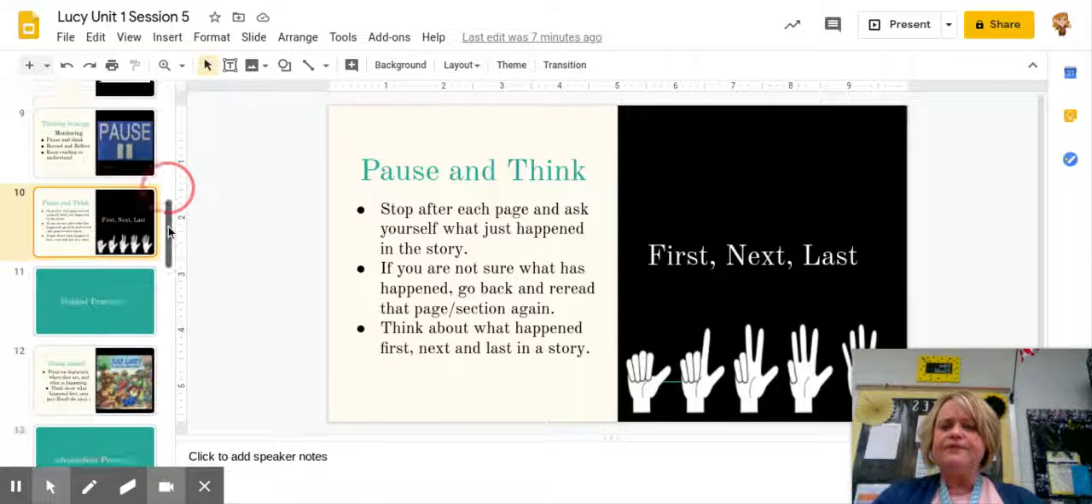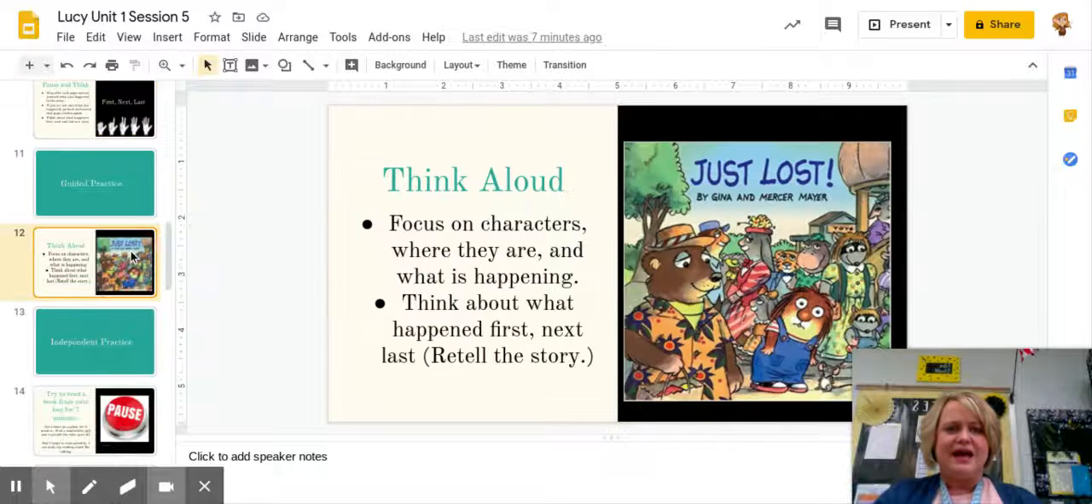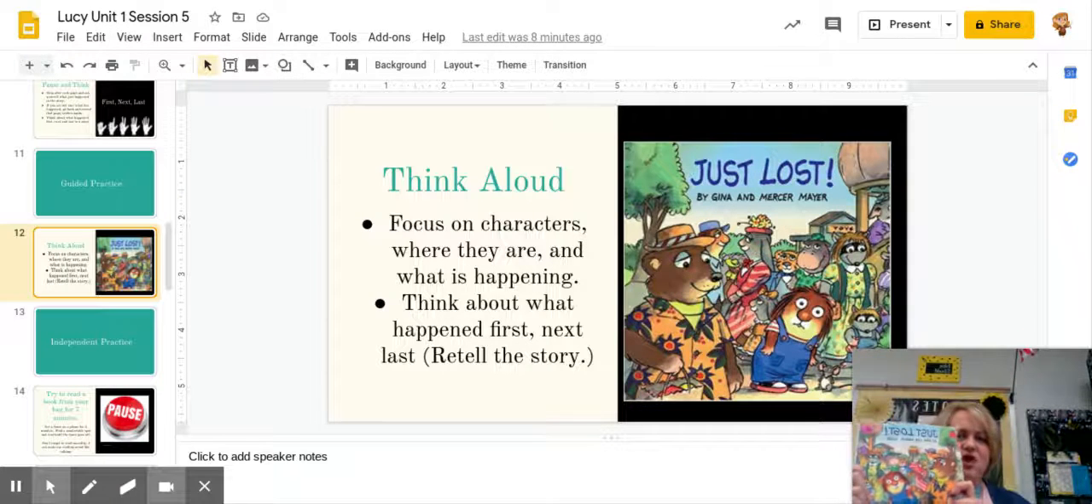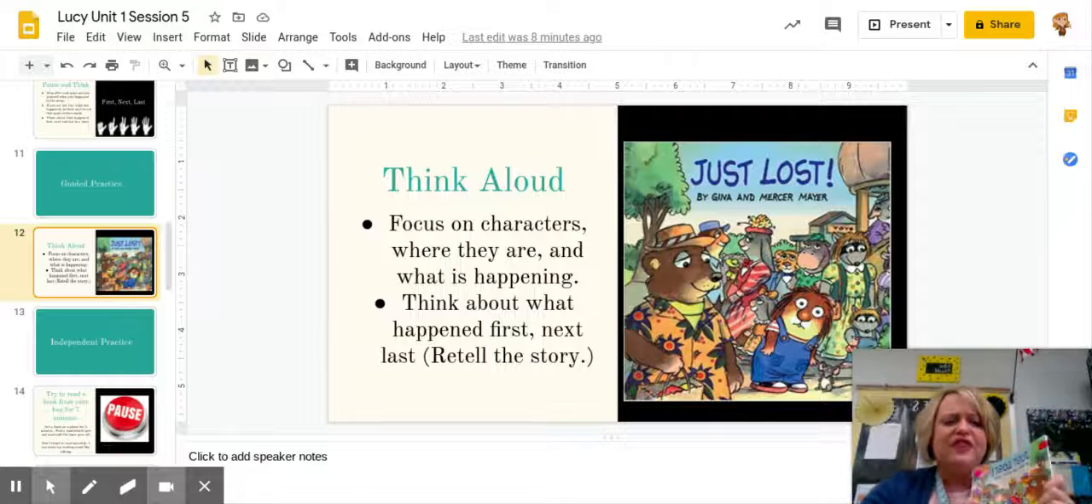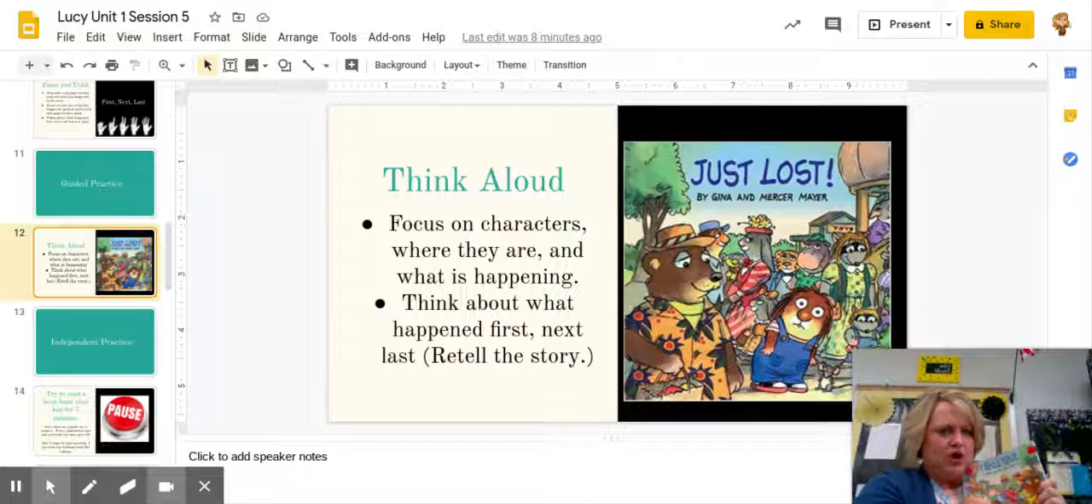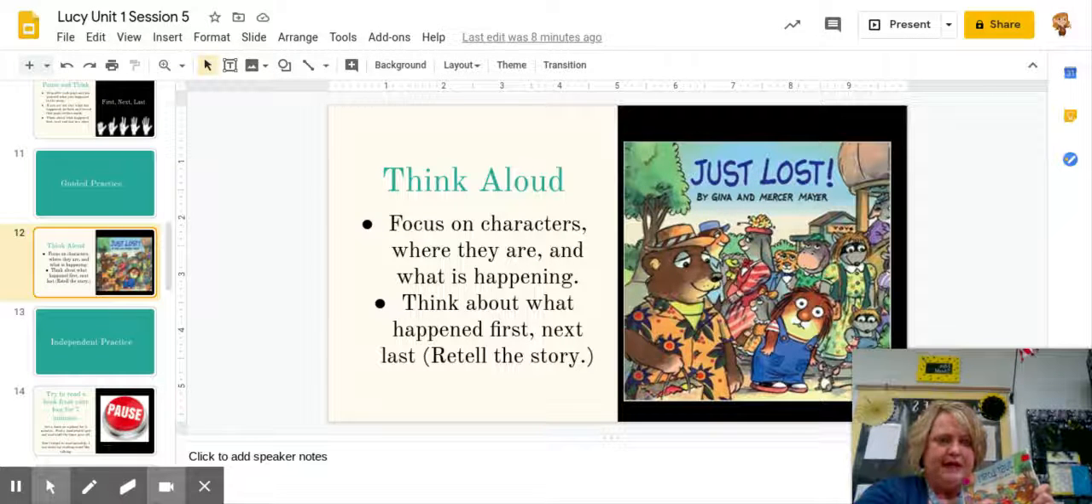So today, I want to do a little bit of guided practice with you, and I want to do just a stop and think so you can see what that looks like. This is my time to just kind of show you and for us to kind of work through it together. So with the guided practice, I'm going to be reading Just Lost, and I'm going to do a think aloud with Just Lost. And then I'm going to walk you through the steps of how you can do this with your book from your book baggie.